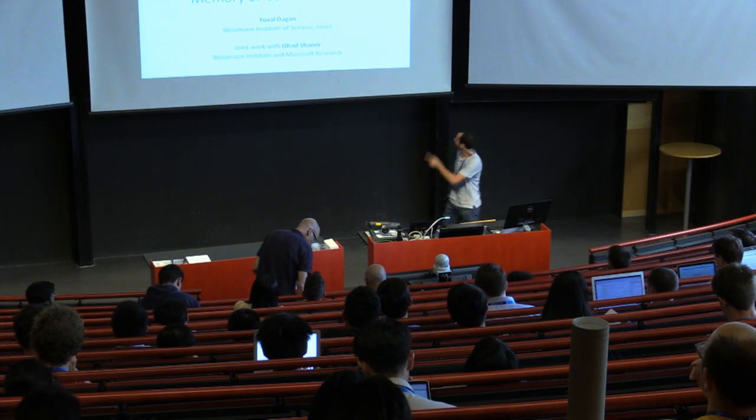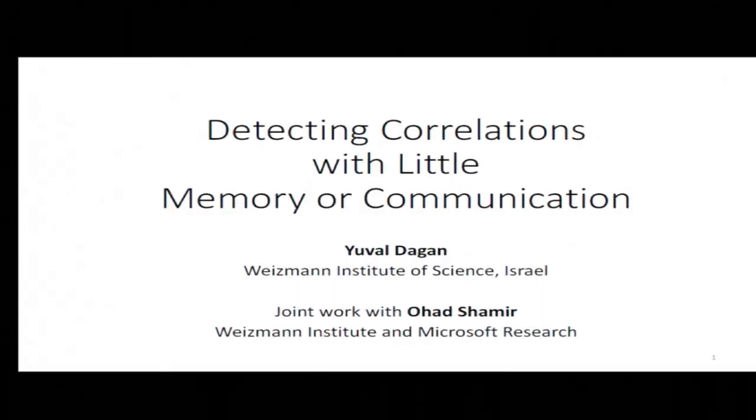Thank you. I present the paper called Detecting Correlations with Little Memory or Communication, where correlation corresponds to correlations between features, and communication corresponds to the setting where the data is distributed between multiple machines, and the communication between them is costly.